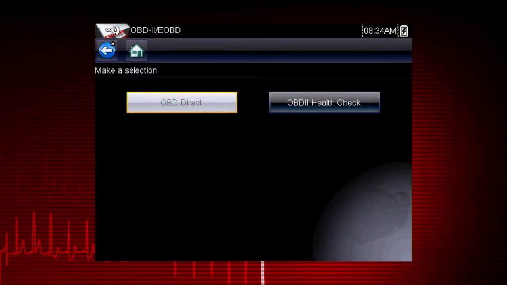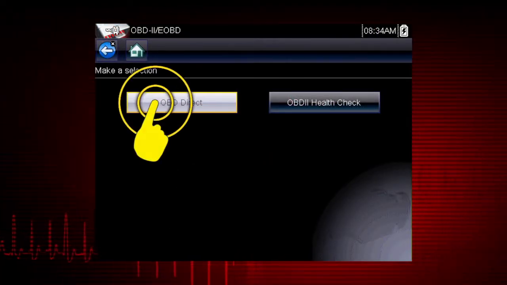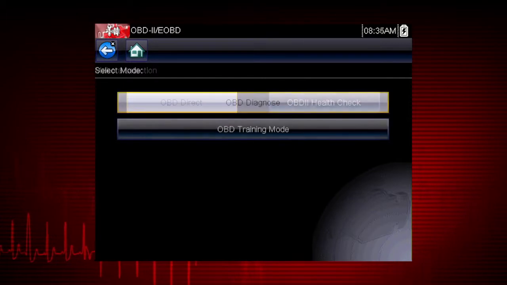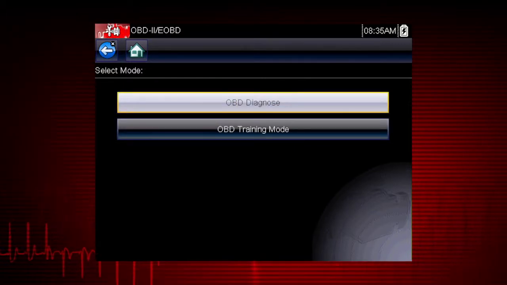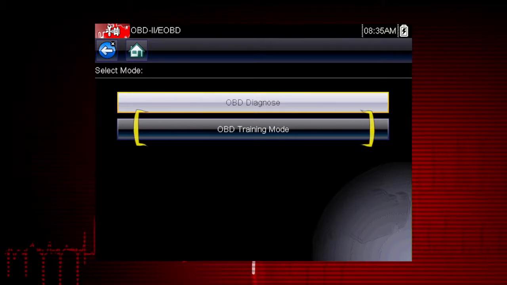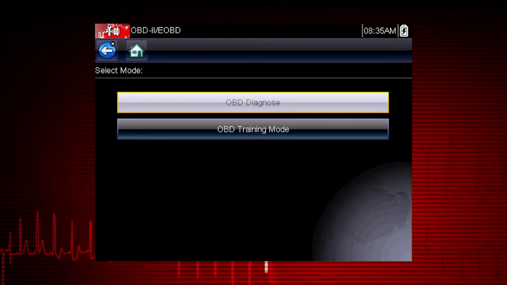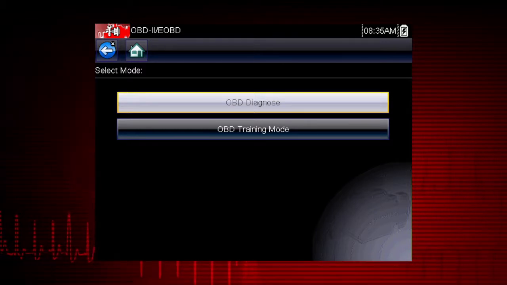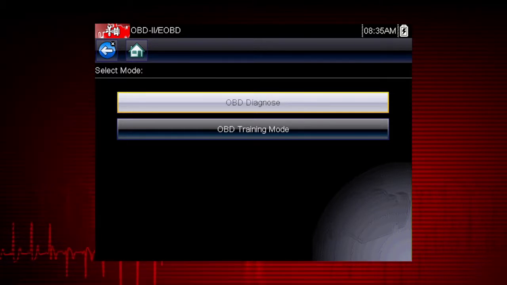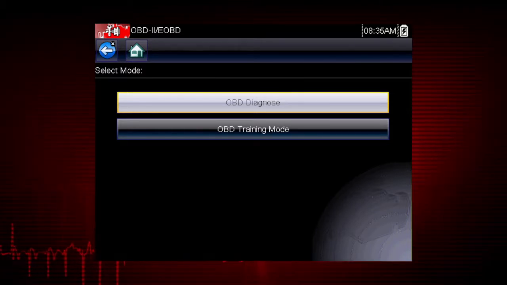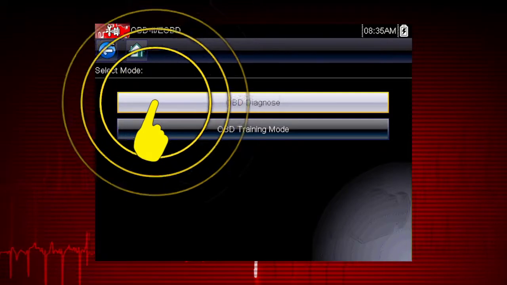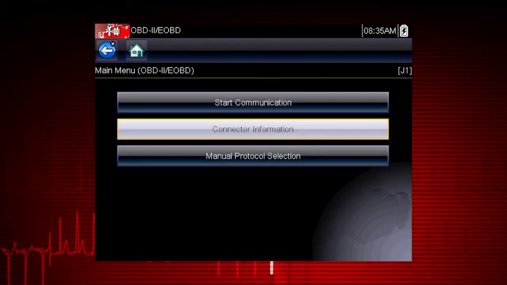Let's start by exploring the OBD direct functions. This opens a menu of two choices: OBD Diagnose and OBD Training Mode. Training Mode allows you to navigate through the menus and see results without being connected to a vehicle. This is a good way to explore OBD-II capabilities. For this demonstration, we will select OBD Diagnose to diagnose a vehicle.